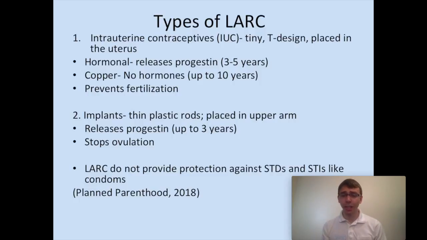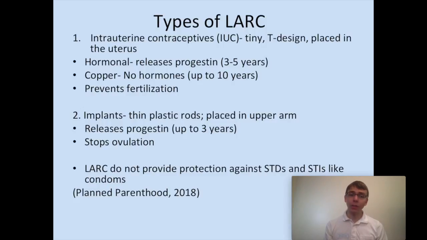So there's two different types of LARC. There's the intrauterine contraceptive, which is a tiny T-shaped device placed in the uterus. Intrauterine contraceptives, or IUC, can be hormonal or copper. Progestin is a common hormone in these devices. Generally, if it's hormonal, it'll last 3 to 5 years. If it's copper, there's no hormone, simply the copper prevents fertilization. The element copper prevents fertilization, and copper ones are cheaper and they last longer. They can last up to 10 years.